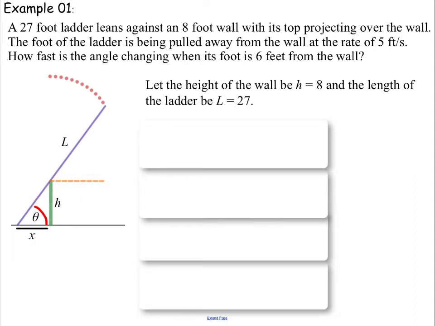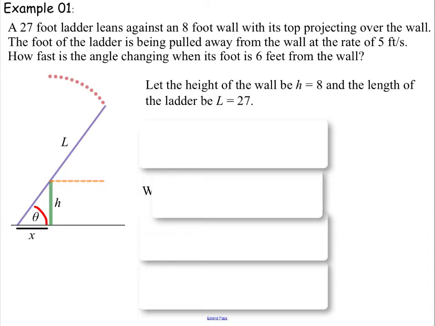In word problems, the first thing to identify is the thing you're actually looking for. Here, we're asked, how fast is the angle changing? How fast something changes is the time derivative, so we're looking for dθ/dt.